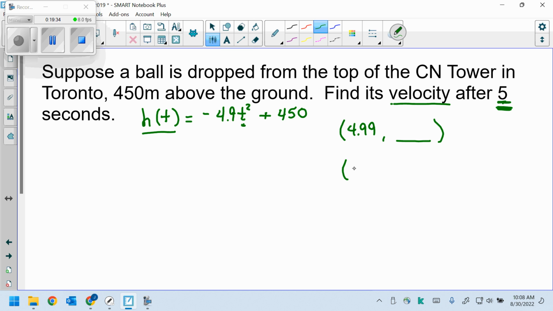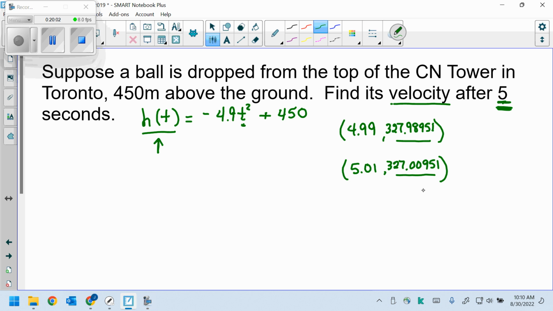And let's find the height at 5.01 seconds. Those are some points that are pretty darn close, one before and one after 5 seconds. Let's use this formula to find the heights and then find the slope between them. Press pause and do that. Okay, so here's what I got as my positions, my heights.